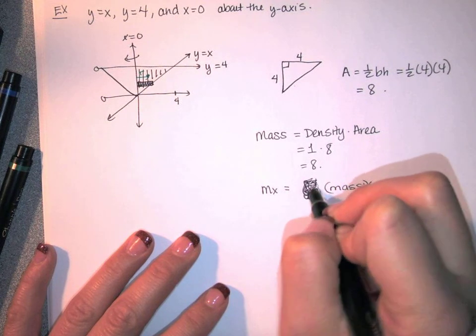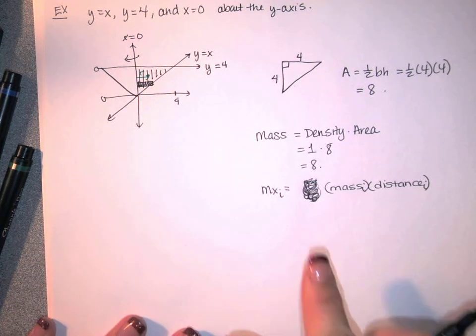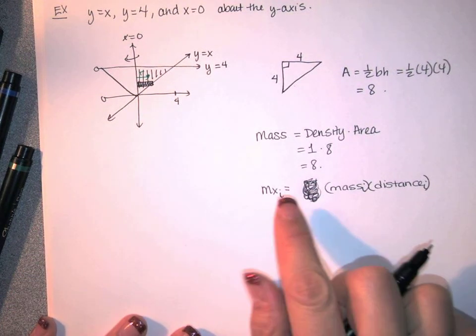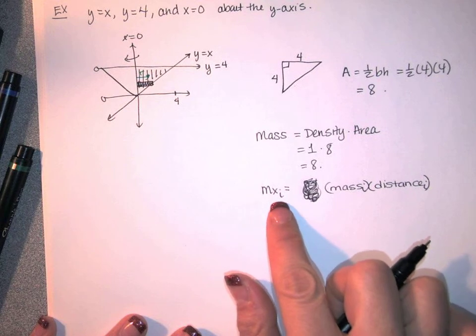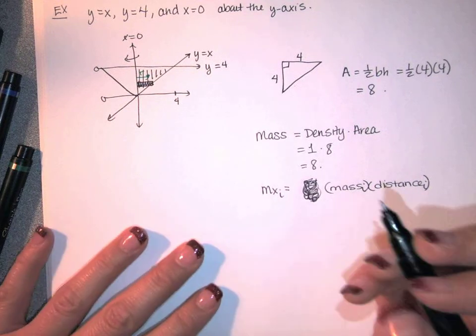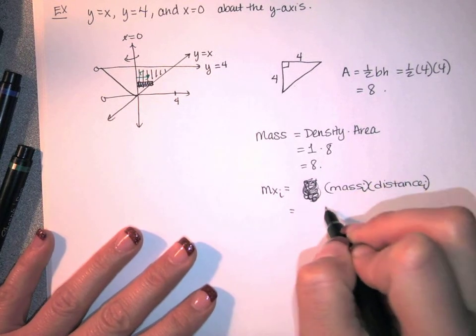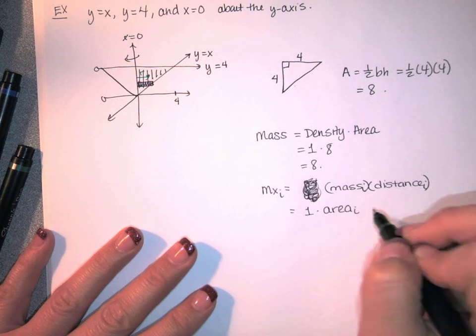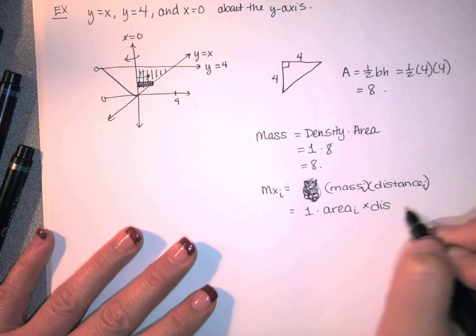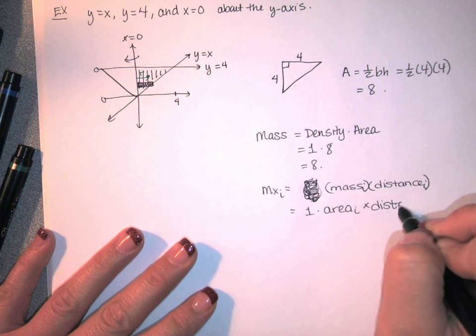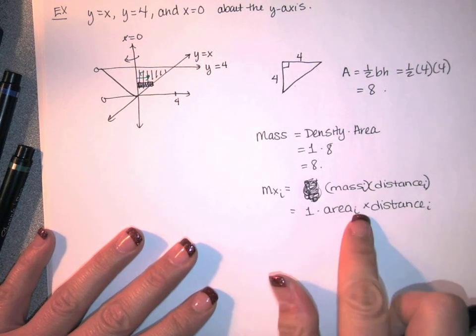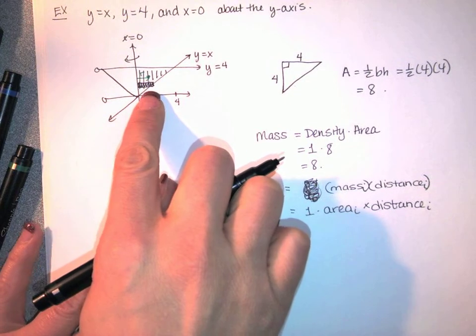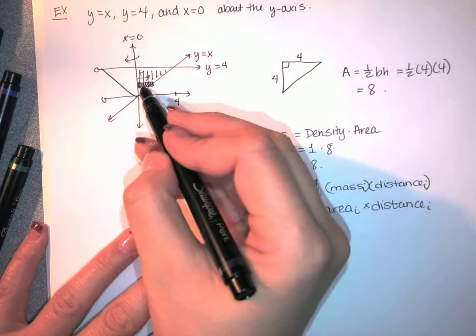I'm abusing notation. Let me try again. For that one rectangle, it's the moment about the x-axis. For that ith rectangle, we get mass times distance. Density is 1, so it's going to be 1 times the area times the distance. Now don't plug in 8 here, because we're talking about not the area of the whole thing, but the area of that little rectangle.